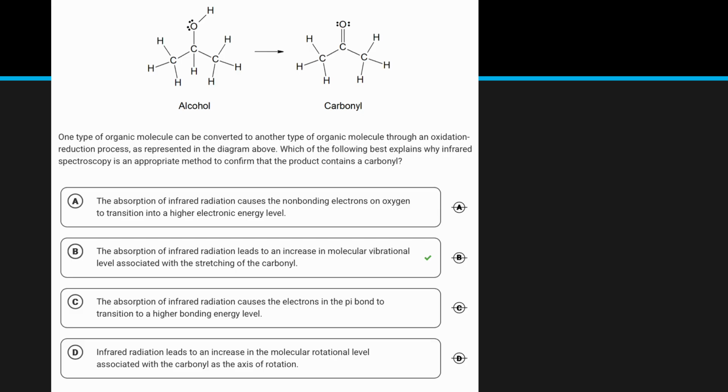C talks about electrons in a pi bond moving to a higher bonding energy level. That again would require UV light. And D mentions rotational transitions, which are caused by microwaves and not infrared. So B is the best answer.